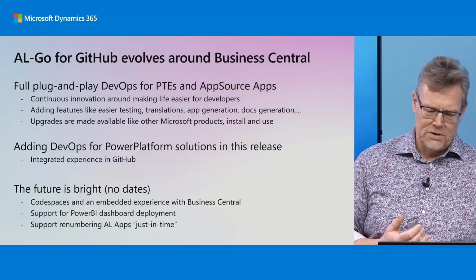I don't have any dates for these things, but we will be shipping stuff like Codespaces and an embedded experience with Business Central so that you get a connected experience when you're working with GitHub and Business Central. We're also talking about putting Power BI dashboards into ALGO for GitHub, and the mechanism for when you want to deploy an AL app to a tenant from a repository that was not built for your tenant, with renumbering of that AL app just in time, so you just specify, okay, I want to install that here, and then everything will just work for you.